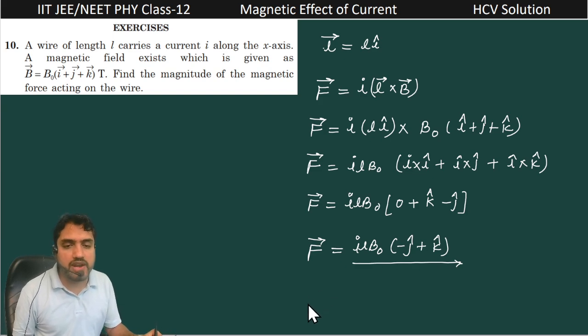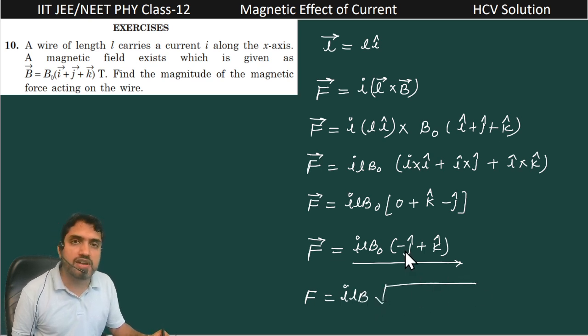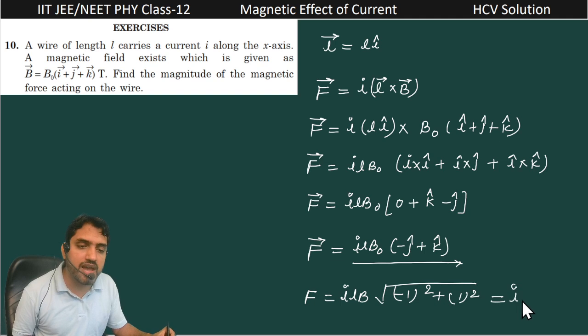And if you want to find the magnitude, this magnitude can be written as I L B naught, and the root of the coefficient of j, it is minus 1 whole square, and k again it is 1 whole square, so it will become root 2. So the magnitude is I L B naught root 2.